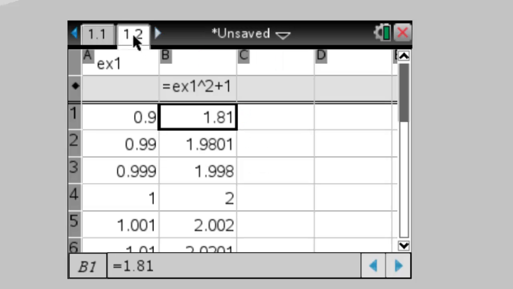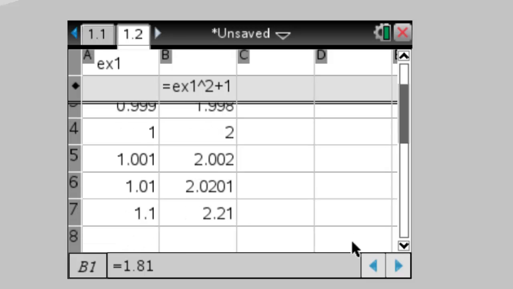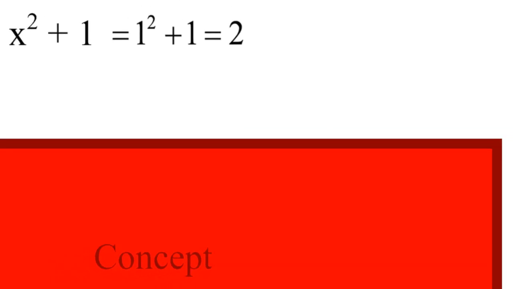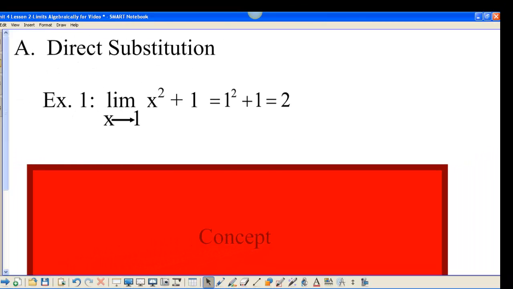From a numerical perspective, I've made a spreadsheet where I've put in 0.9, 0.99, 0.999, 1, 1.001, 1.01. I've taken values really close to 1. And if we look at the behavior of 1.81, 1.98, 1.998, it is headed to 2. And if we look at the behavior from the opposite end, coming in from the right, 2.21, 2.02, 2.002 is also going to 2. So if we look at this algebraically, graphically, and numerically, hopefully I've convinced you that the limit as x approaches 1 of x squared plus 1 is indeed equal to 2.